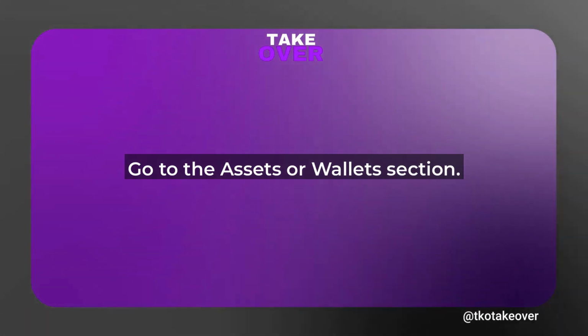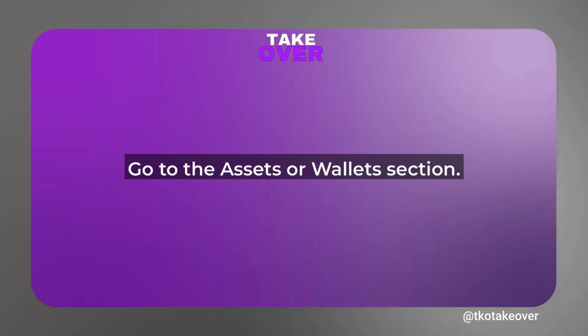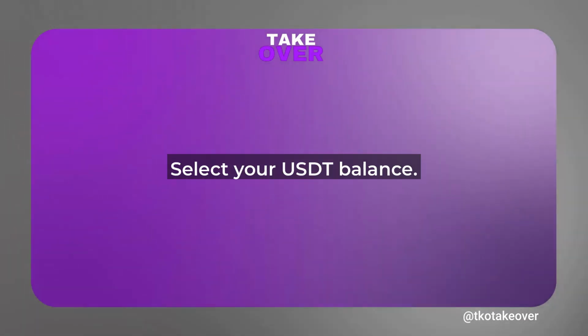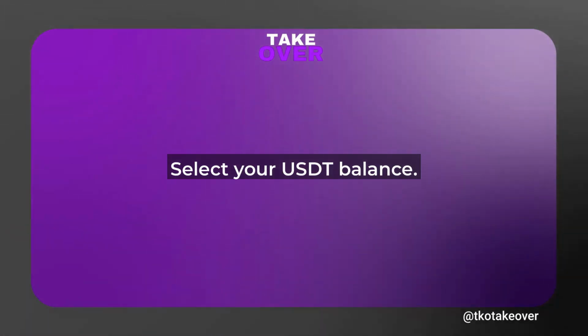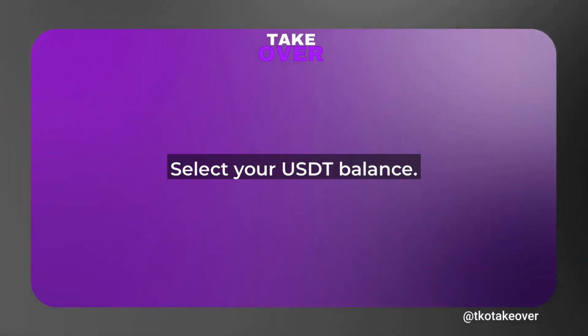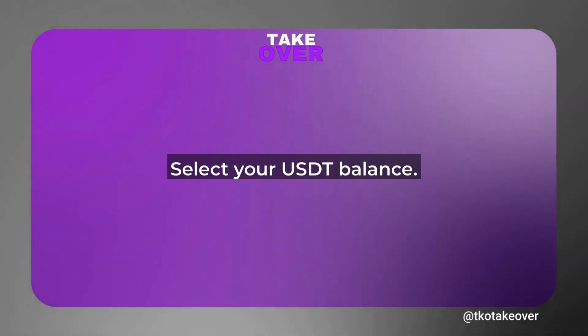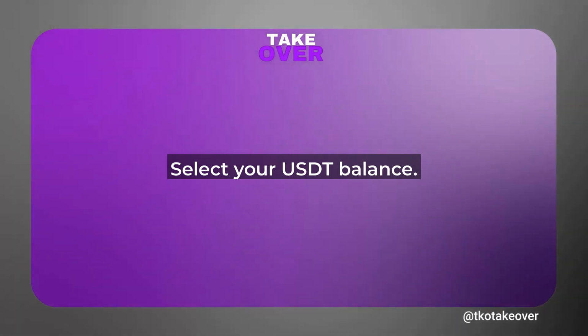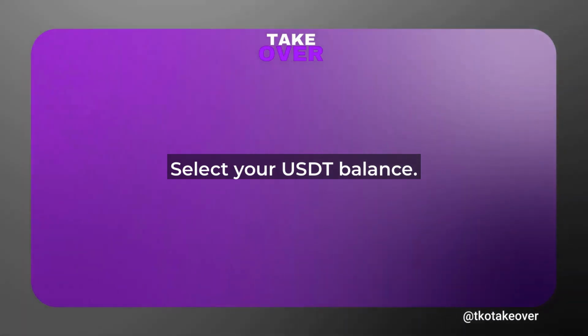Let's jump right in. First things first, make sure you're logged into your Kucoin account. If you don't have one, sign up quickly, it's free and straightforward. Once you're in, head over to the Assets, or Wallets, section. This is where you'll see all your holdings, including USDT. Look for the USDT balance and click on it to access the withdrawal options.